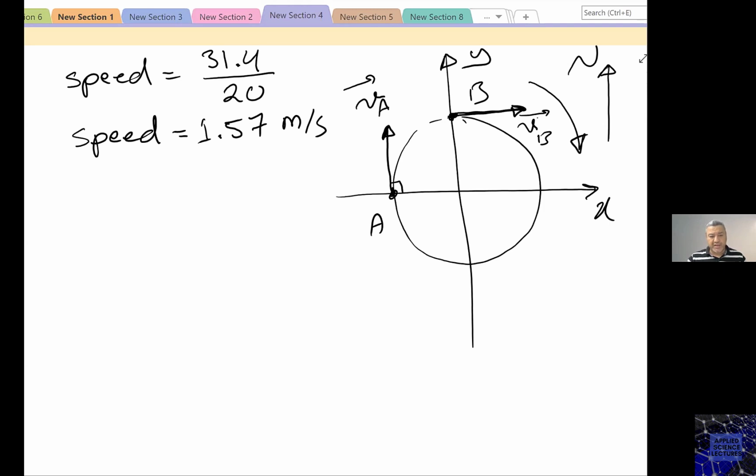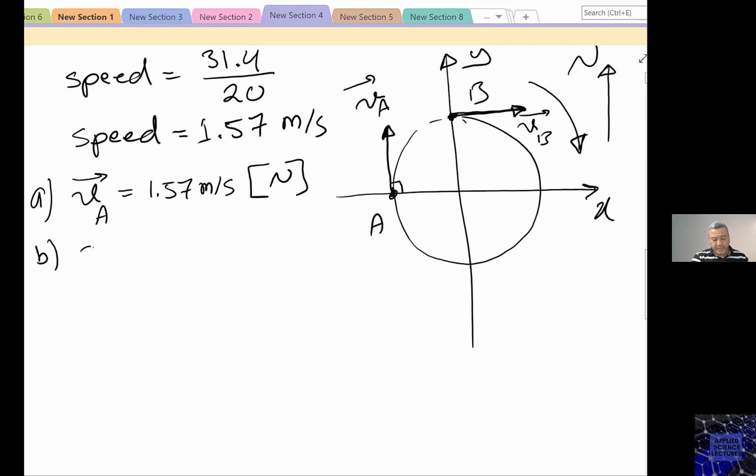Tangential to that circle, and pointing in the direction of the motion, which is clockwise. Now, in this case, I know VA at position A is 1.57 meters per second north. VB is 1.57 meters per second, and this is east.